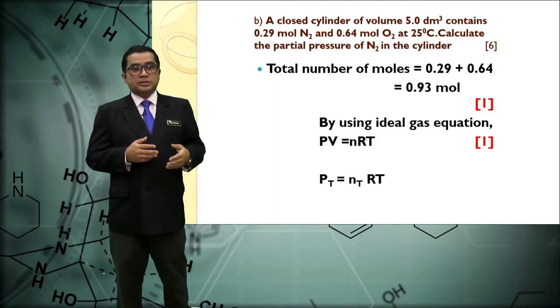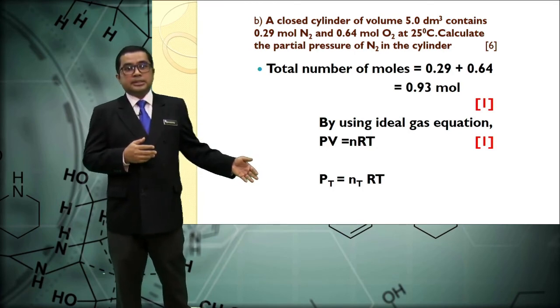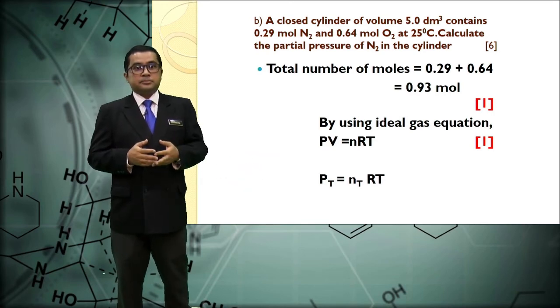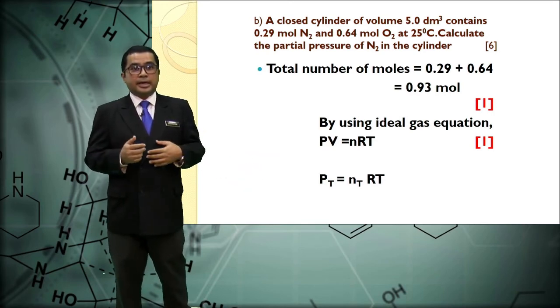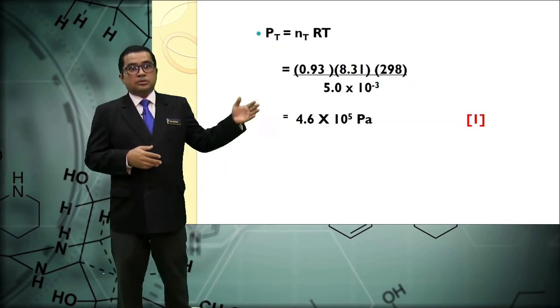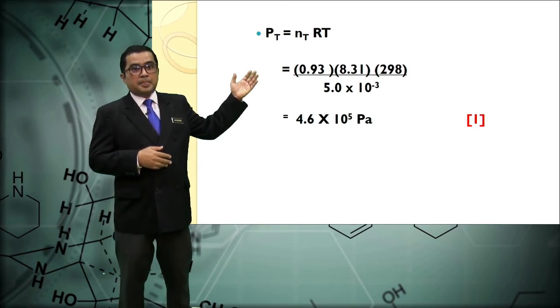P total is equal to N T multiplied by R and T. So the new equation will be P T is equal to N T R T. Okay, we go to the next slide, or the next answer.